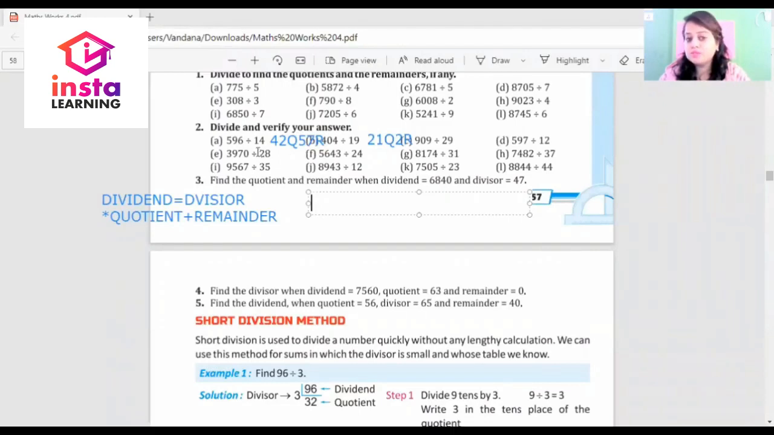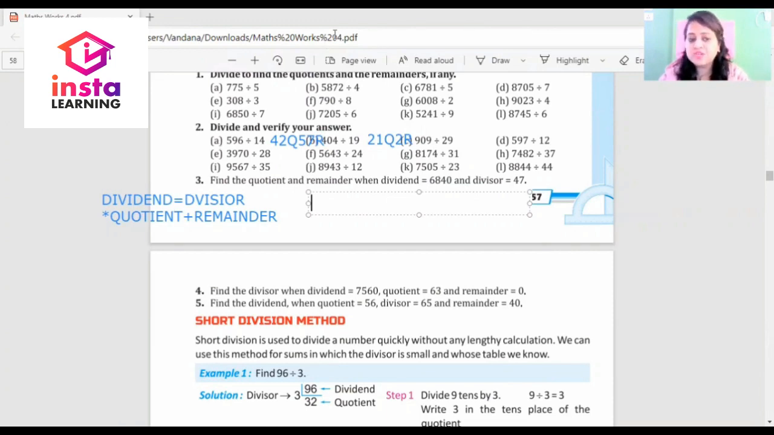You have to first divide and verify the answer. It's your answer: 42 is your quotient and remainder is 8. And in the second question, you will get the answer 21 as quotient and 2 as remainder. And if you want to check the answer, just write this formula: dividend is equal to divisor multiplied by quotient plus remainder, to find out the dividend.